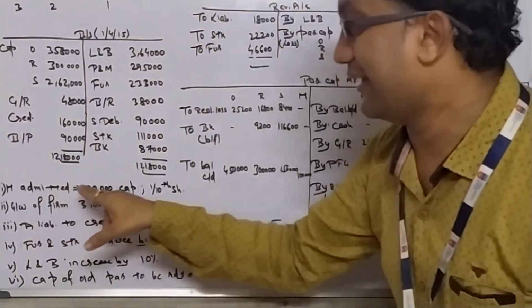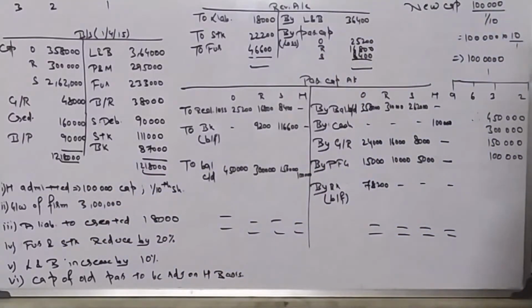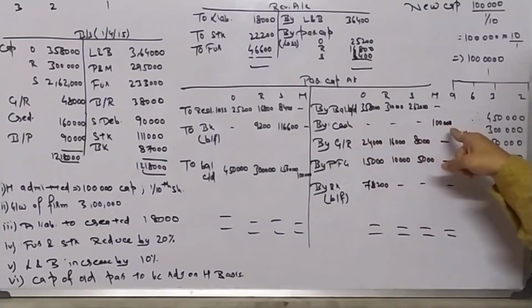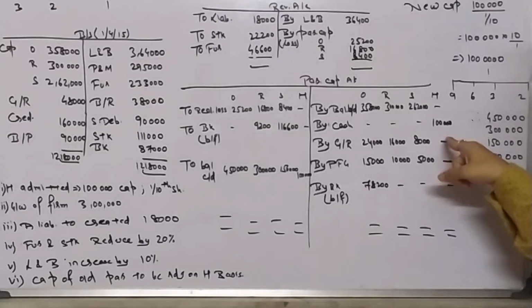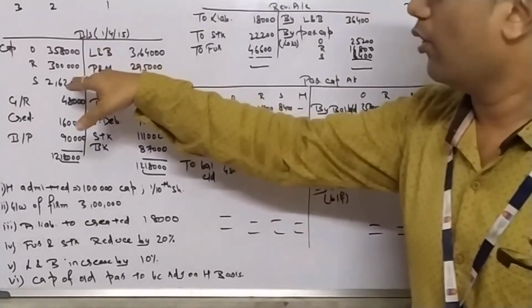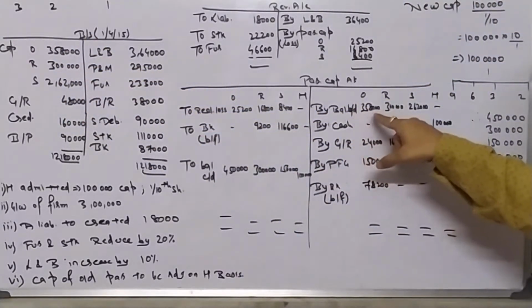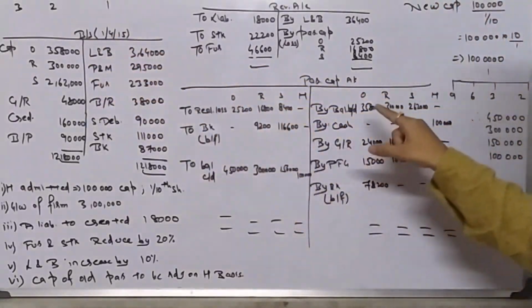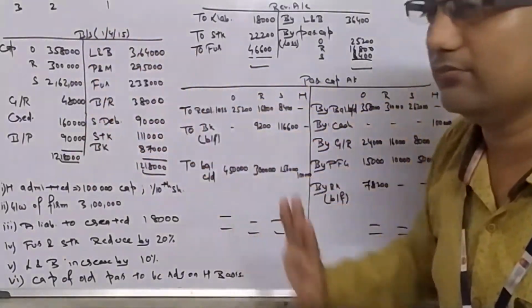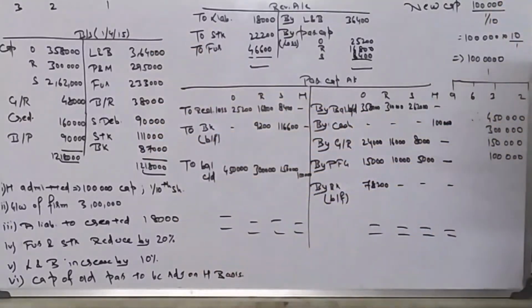H has been admitted for 1 lakh capital. What will be the entry? Cash account debit to H capital. So I have written by cash, and the amount is in H capital, 1 lakh. Old capitals, I have written by balance b/d: 3 lakh 58, 3 lakh, 2 lakh 62. This side all items done. This side asset and liability adjustment done.